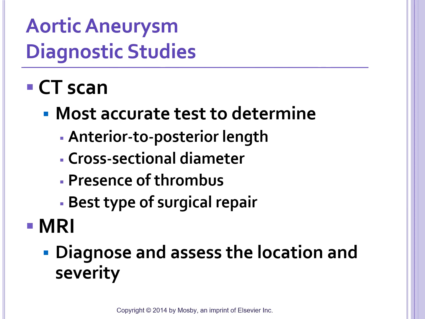So it can give us the length, the cross-sectional diameter, and whether there are any thrombi because of that disruption of plaque. And it can help determine if surgical treatment is needed, and the best type, because we're able to see other areas around the aorta, depending on where the aneurysm is. MRI can obviously assess all of what the CT scan can, but MRIs are lengthy and CT scans give us just as much information, so it's usually not necessary.